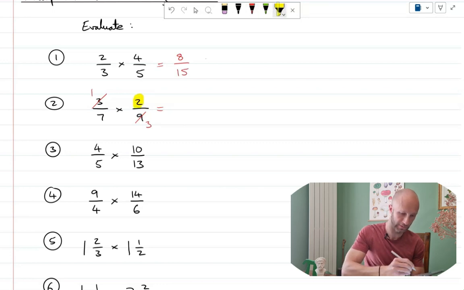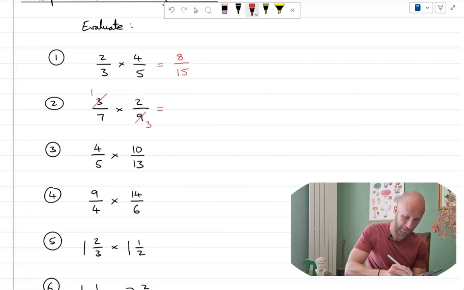Check the other diagonal, 2 and 7, but there are no common factors here, so we can't cancel on that diagonal. Once we've simplified, top times top, 1 times 2, bottom times bottom, 7 times 3, 21. So we should get 2 over 21.